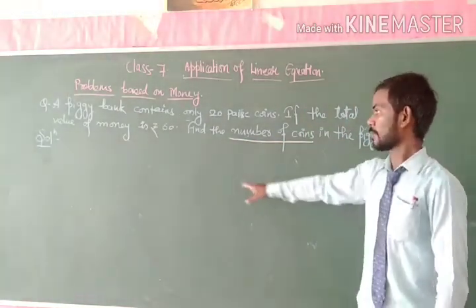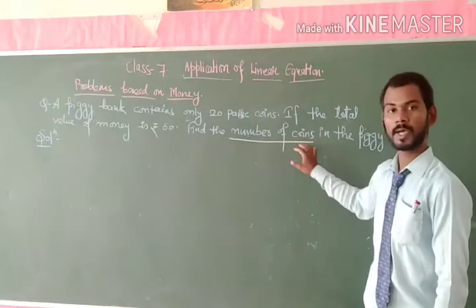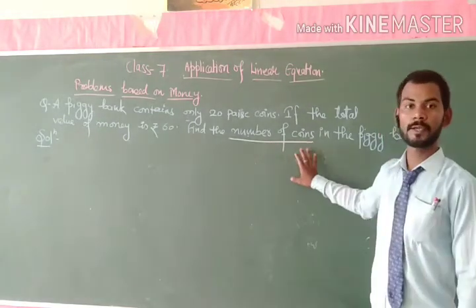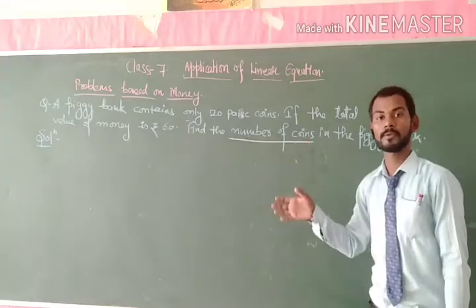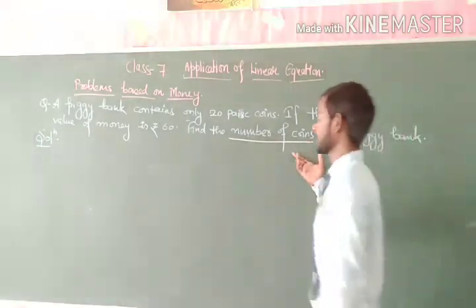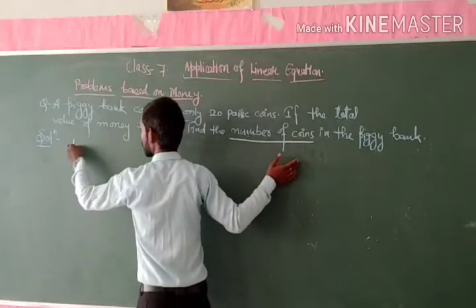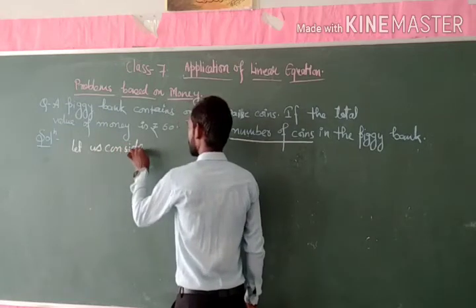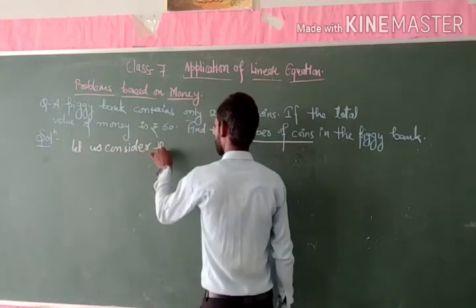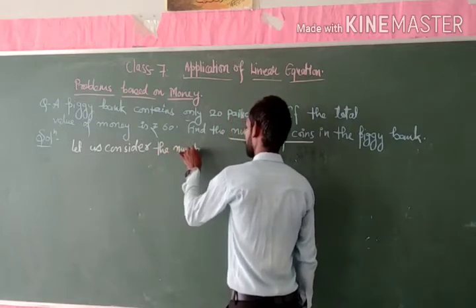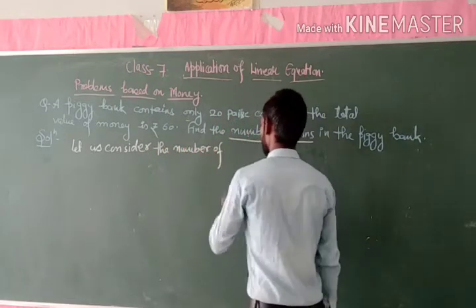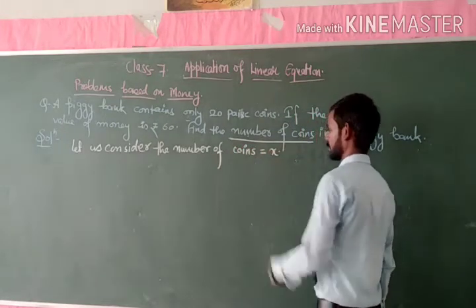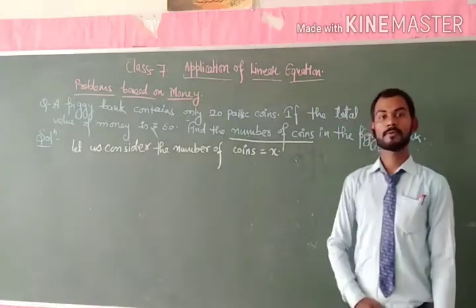So from the question we shall consider the number of coins is equal to x, because the number of coins is unknown. In order to suppose the unknown quantity we start from here. So first we write, let us consider the number of coins is equal to x.